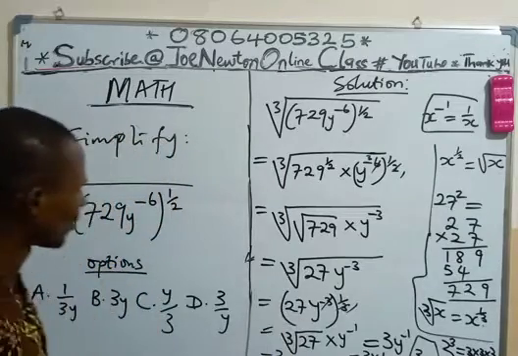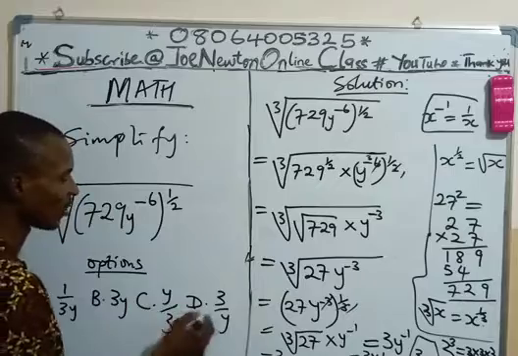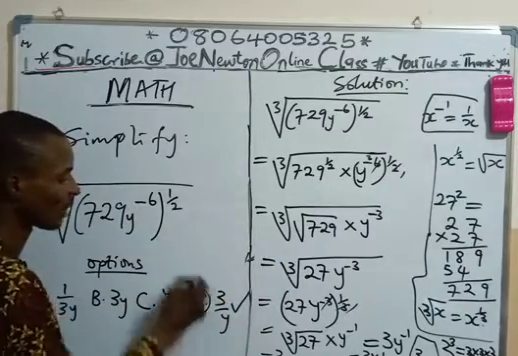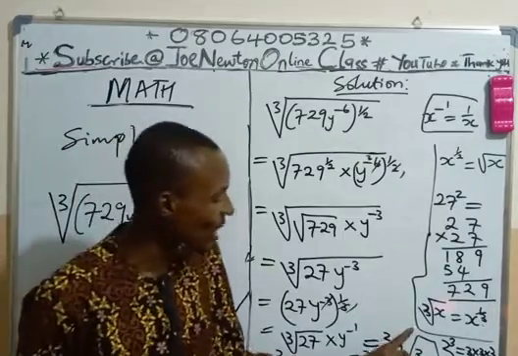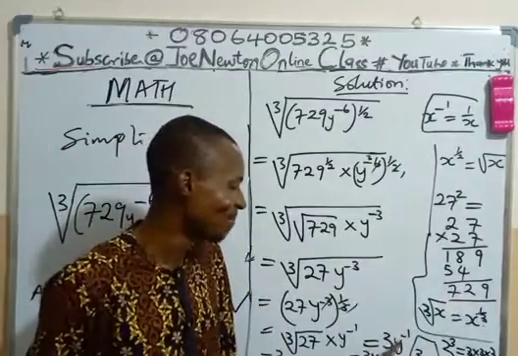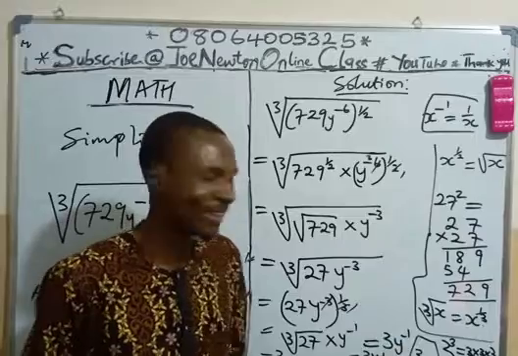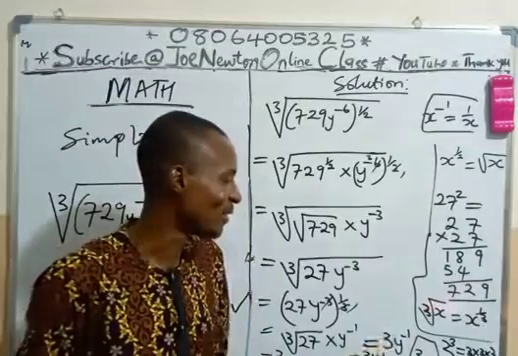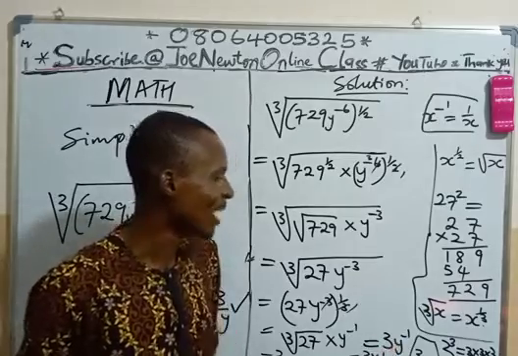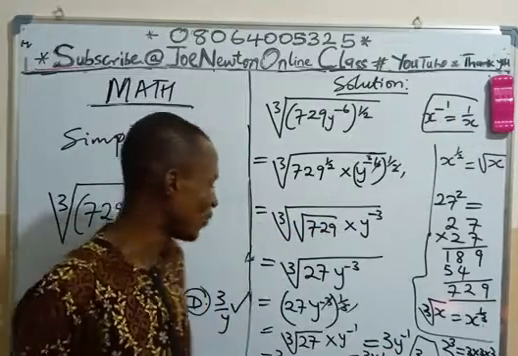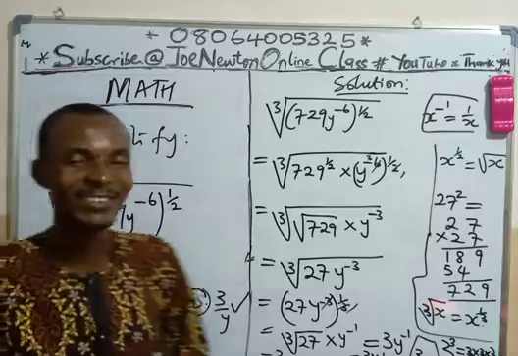Now look at the options. The correct option here is option D. This is the correct option, 3 over y. This raised to power minus 1 is only for this y. 3 is not involved because there's no bracket covering both of them to power of minus 1. So it is exclusive for this y, and when we apply this rule, we are left with 3 over y.